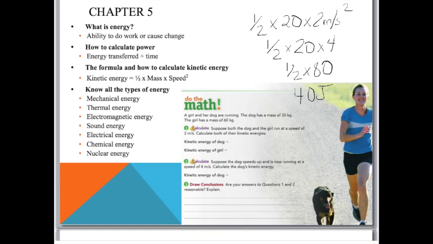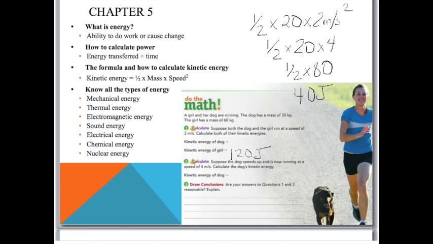So I'm going to give you just a minute here to pause this, and go ahead and figure, using that same process, the kinetic energy for the girl, given the mass that she has. So pause it now and figure that out. Okay, check your answer here. You should have gotten 120 joules for the girl. So hopefully you ended up with that.